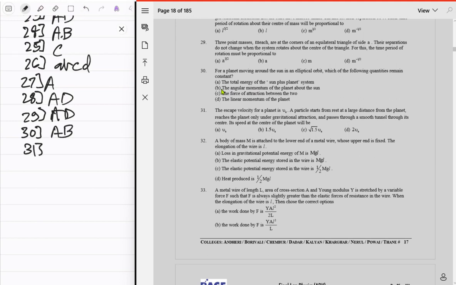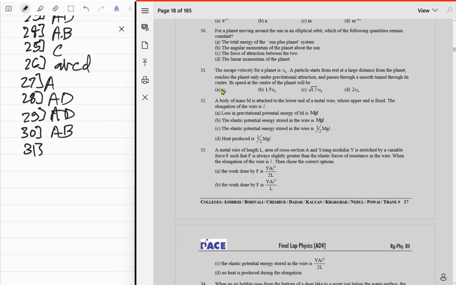31. The escape velocity for a planet is V0. A particle starts from rest at a large distance from the planet, reaches the planet only under gravitational attraction. It passes through a smooth tunnel through its center. Its speed at the center of the planet will be. Okay, what's the potential at the center? So you know कि वो it's just 3 upon 2 times potential at the surface. It's just 3 upon 2 GM upon r, right?